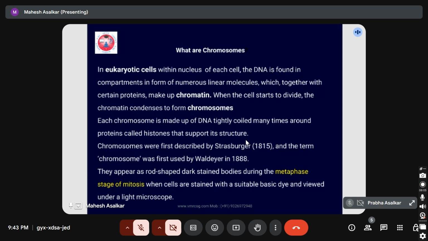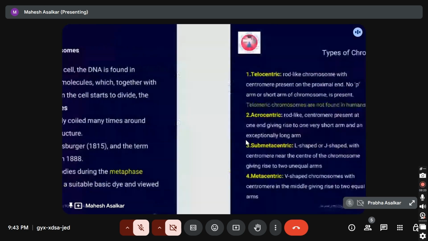Again, here a question can be asked in which stage they can be viewed. So they can be seen in the metaphase stage of mitosis under the light microscope. Okay, so in this particular phase, the metaphase stage of mitosis, they can be seen under the light microscope.